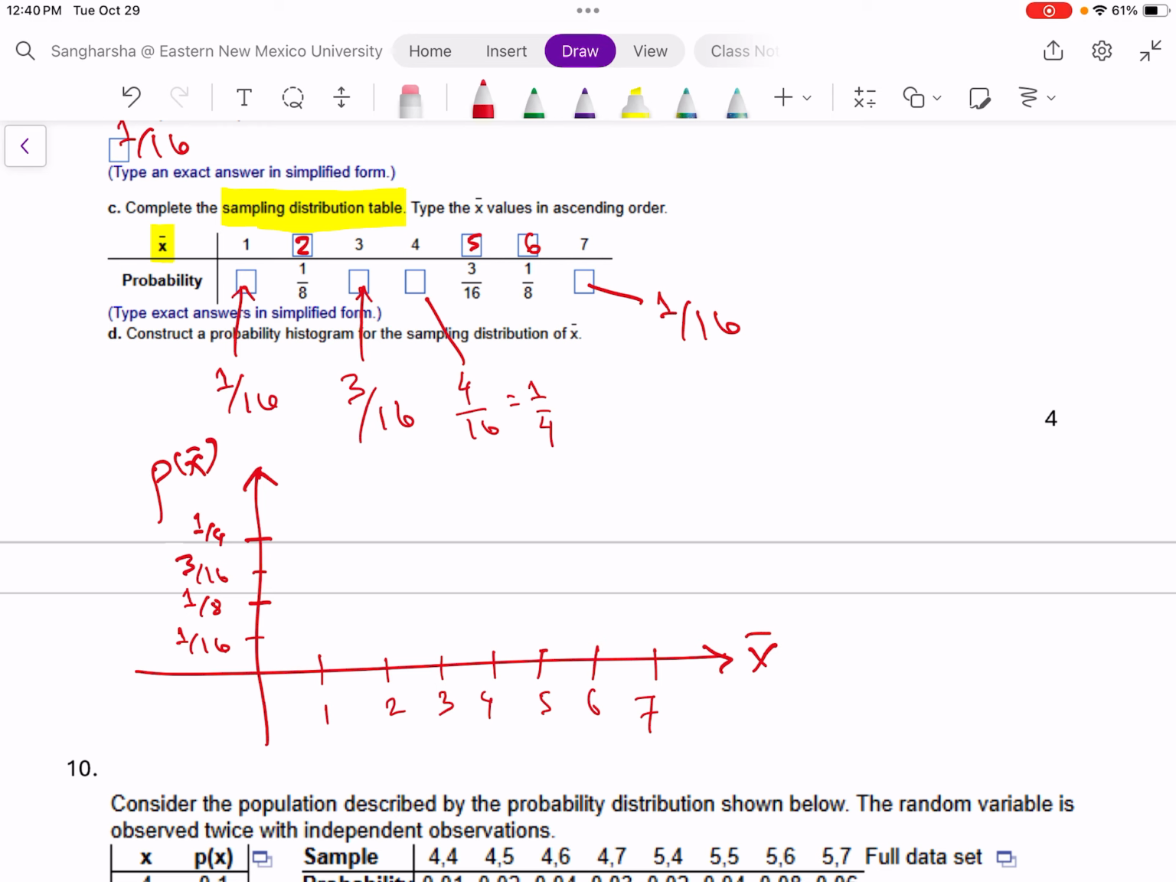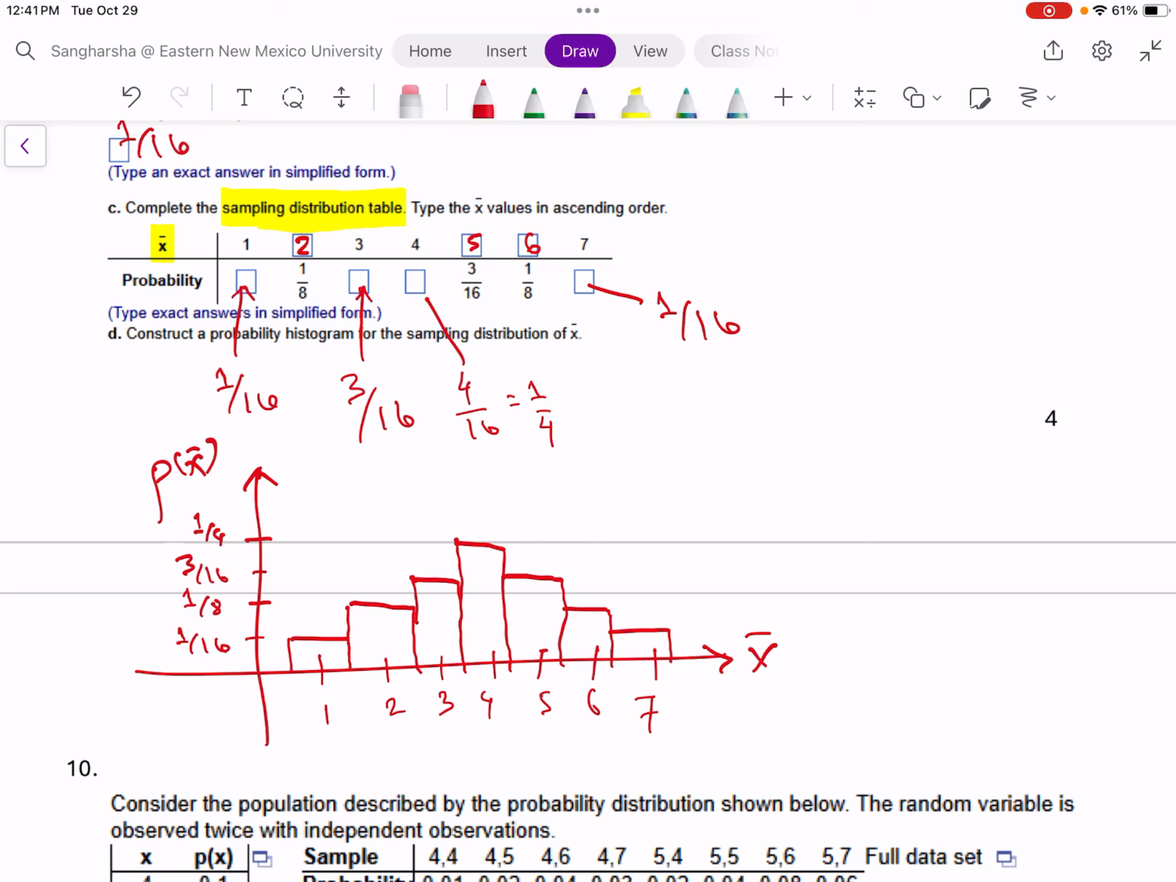Now you draw a bars. When x bar is 1, the probability is 1 over 16. So you draw a bar of height 1 over 16. When it's 2, 1 over 8. So 1 over 8 is somewhere here. When it's 3, it is 3 over 16. When it's 4, it is 4 over 16. Oh, that's 1 over 4. When it's 5, 3 over 16. When it's 6, 1 over 8. When it's 7, 1 over 16. That's the histogram.